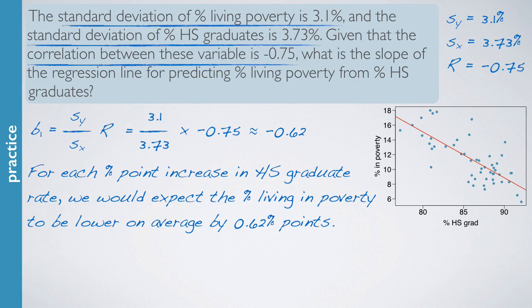When we're interpreting these, we also want to make sure that if we are dealing with an observational study, such as the one we have here, we avoid causal language. So this is why we're saying that we would expect this to happen on average, as opposed to interpreting this value as something like, if you increase high school graduation rate by 1 percentage point, you would be able to decrease poverty by 0.62 percentage points.